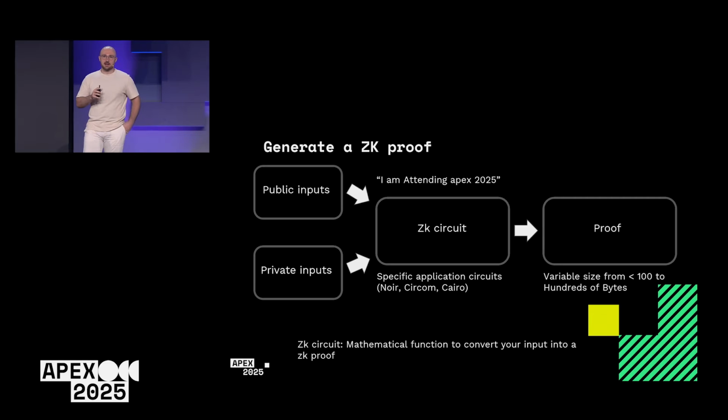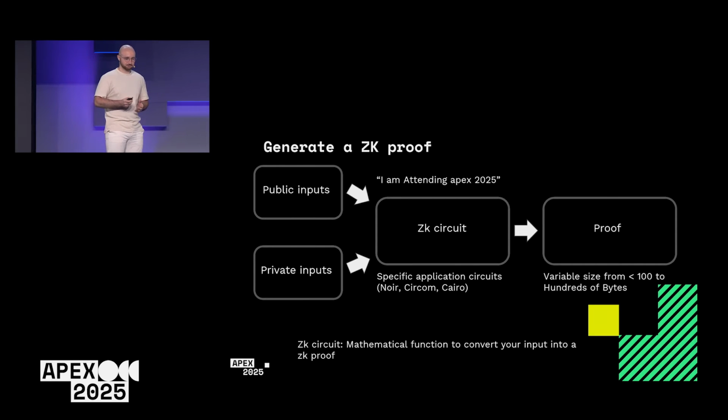ZK circuits have a single purpose. You can't use the same circuit to prove that today you are here at Apex and that you're from Europe or Asia or wherever you want. You will need another circuit, which can take up to, let's say, 9 months just to verify a single electronic signature.